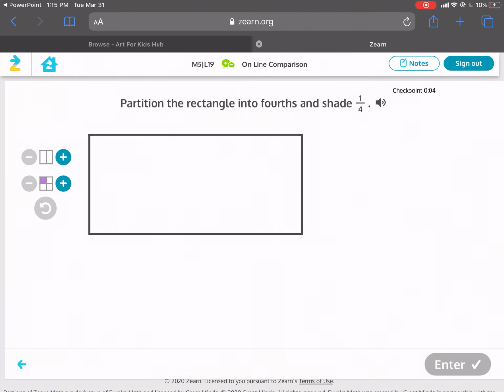Partition the rectangle into fourths and shade 1/4. So we're going to partition this rectangle into fourths and shade 1/4. Here we go. We need fourths, 1, 2, 3, 4, and we need to shade in 1/4. I'm going to walk you through this on the screen, and when you get on Zern, this will be optional for you. If you would like to do math chat, you're more than welcome to, but you are not required to. We're just going to do this together for now.